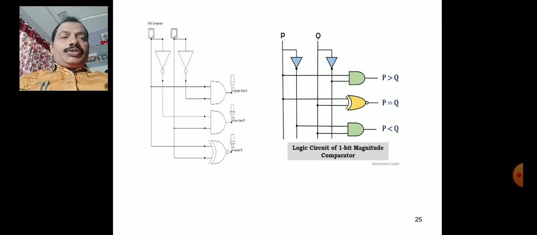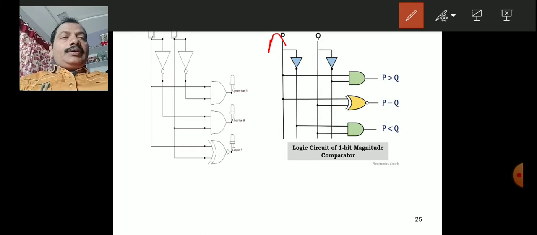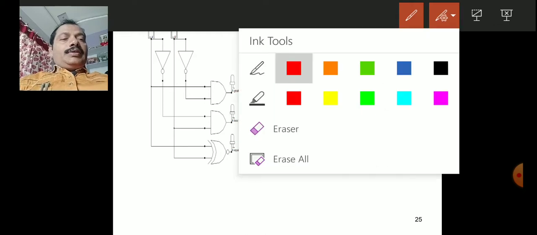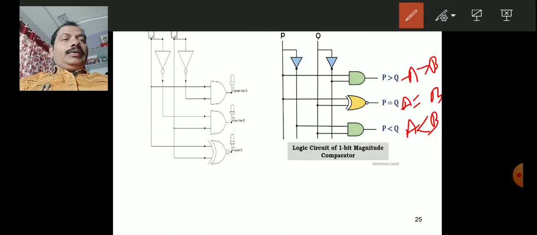So implementing those, simply you have to draw like this. This is the A, this is the B, that's all. For AB, this is the A line, this is A bar line, this is B line, this is B bar line, that's all. So these are the things. This is A greater than B circuit, A equals to B, A less than B. That you have to keep in mind.